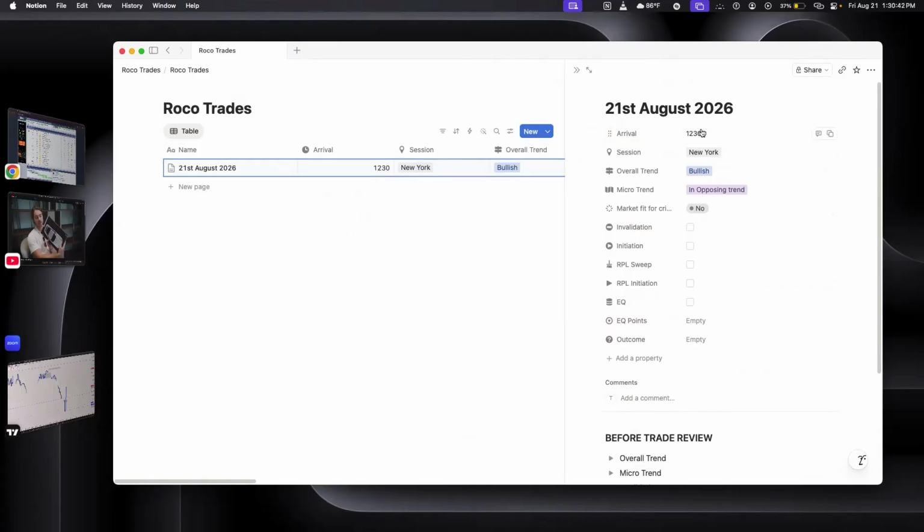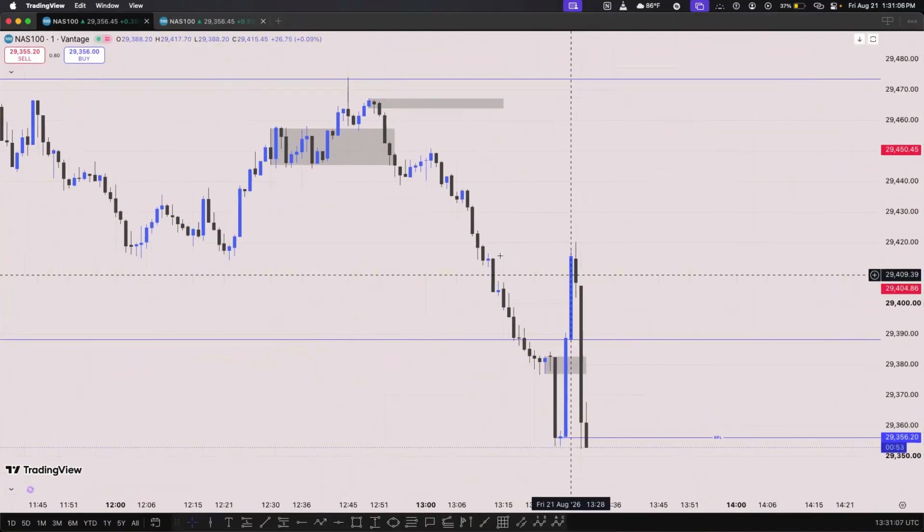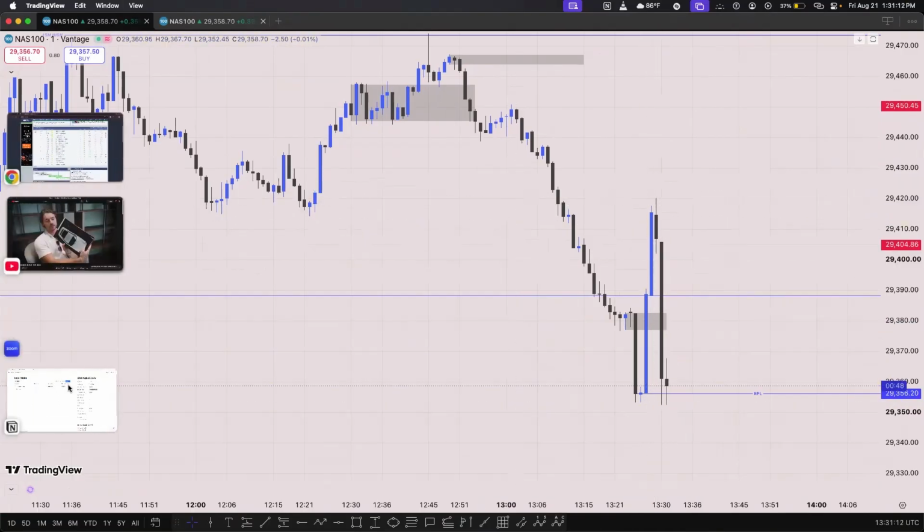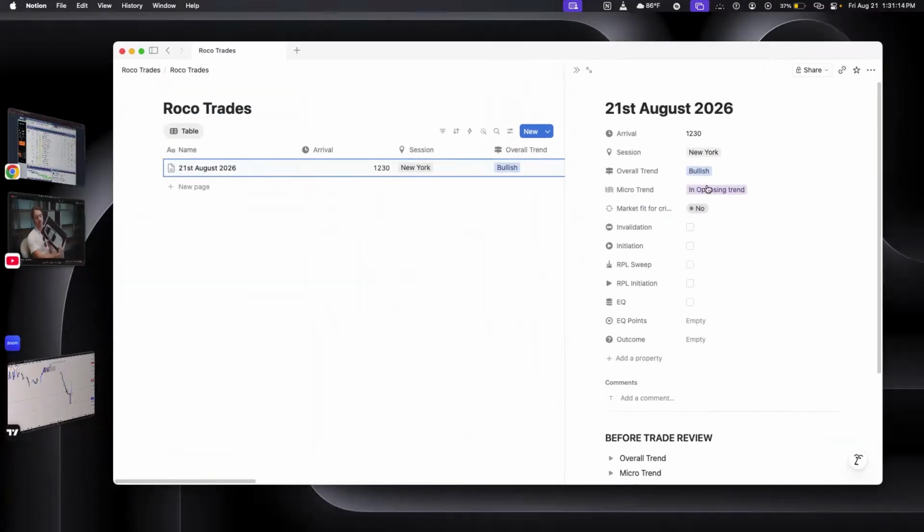First, I came to the market at the 12:30 session, New York, London, New York session. The overall trend, which is the 15-minute trend, is bullish. The micro trend, which is the 1-minute trend, was in the opposing trend, and now price has created the actual trend. So I'll come back to then tick. Price is still bullish and in confluence with the overall trend. Market fits the criteria.